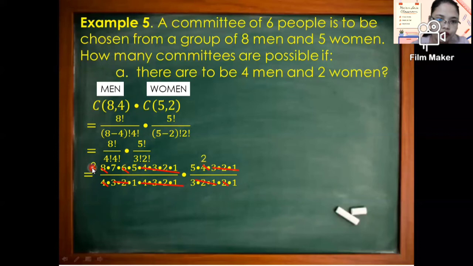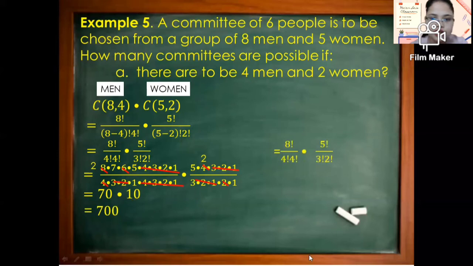Ito naman po, 5, 5, 7, and 2. So, that is now 5 times 7 is 35 times 2 is 70. So, the answer here is 70. 5 times 2 is 10. So, that is now 70 times 10. So, the answer is 700.